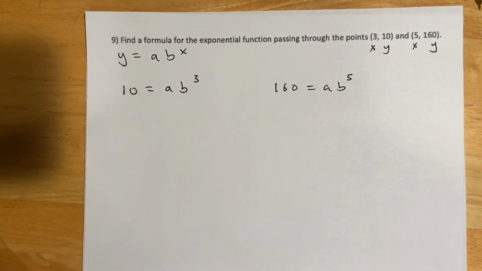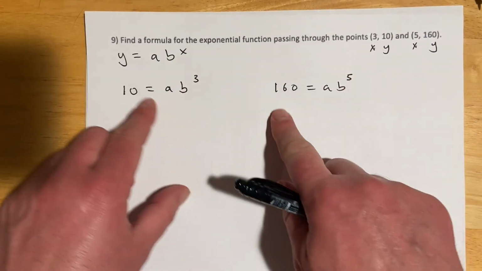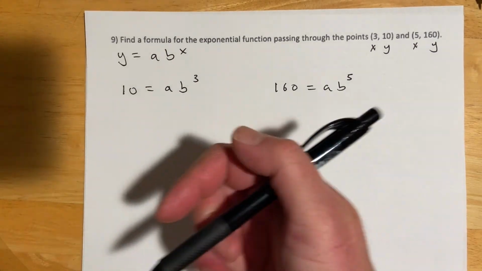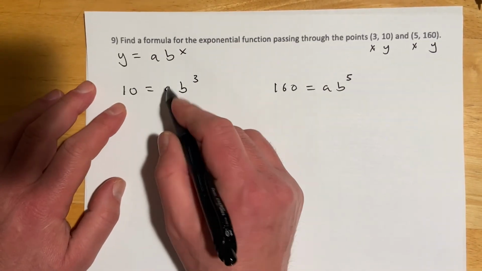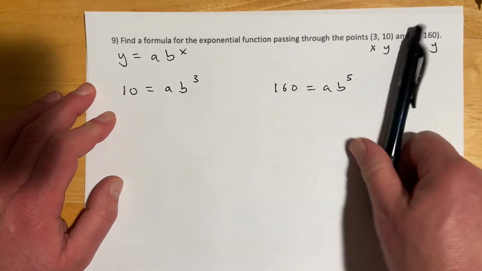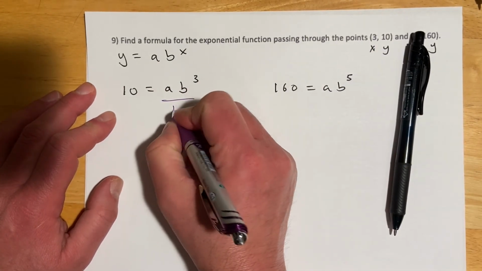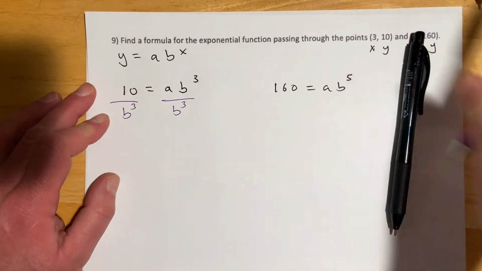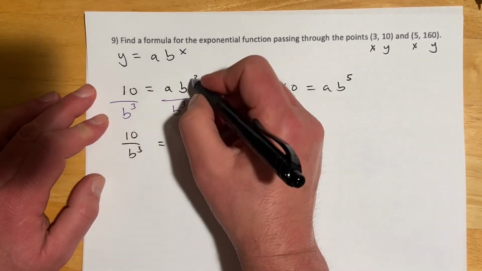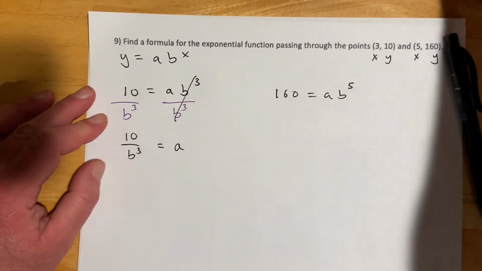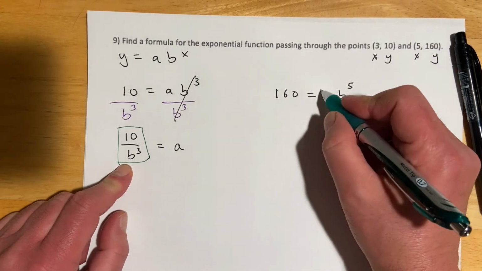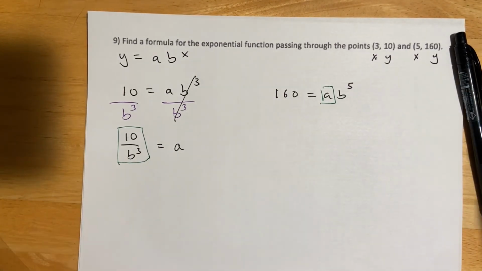So what I want to do, there's a couple of things I could do. I could solve these both for A and set them equal. I think I'm actually going to do a substitution because I think it's going to save me a step. So I'm going to solve this one for A and then substitute it into there. Let's divide by B cubed on both sides to get A by itself. Then I have 10 over B cubed equals A. Once I have that, I can take this expression that equals A and plug it in right here.